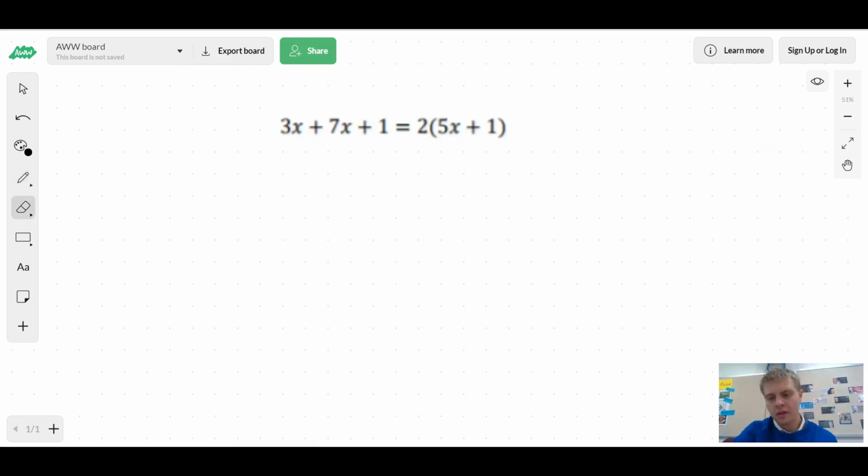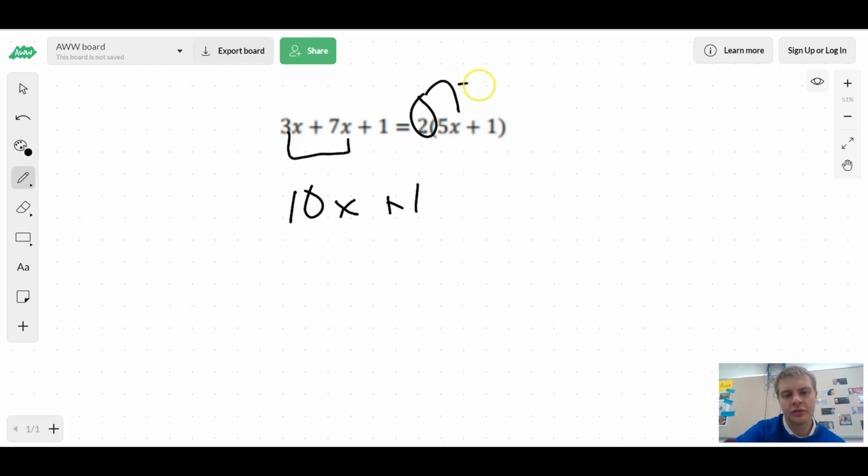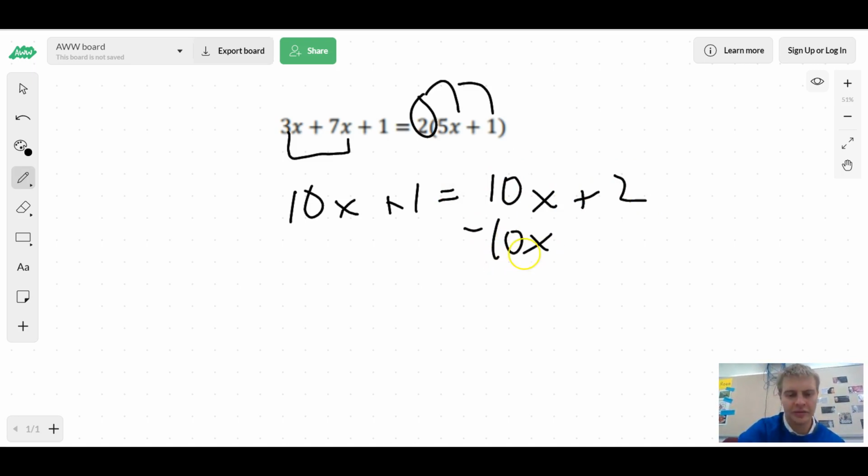Try the next one. Okay, so now we have variables on both sides again. First thing I'm going to do is, because 3 and 7 are on the same side, you can just add them together, because 3x plus 7x is 10x. We're going to take that 2 and distribute it, so we're going to get 10x plus 2. Now we're going to subtract 10x from both sides to get everything together. And we're going to get that 1 is equal to 2.